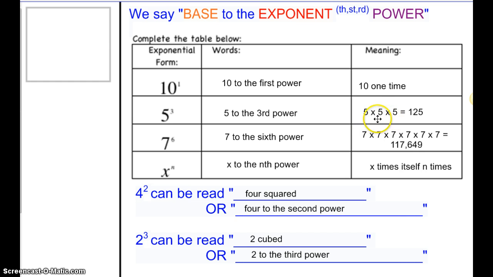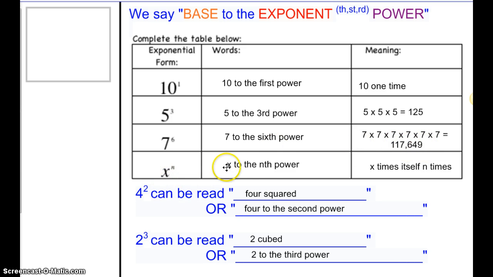Now, we don't use the x's. X's are bad. The problem is I don't have a dot on my computer, so I'm going to use an x. Please forgive me. And that, when you multiply it out, gives you 125. But 5 times 5 times 5 is the real meaning we're looking for. This is 7 to the 6th power, which means 7 multiplied 6 times, which gives you a really big number.